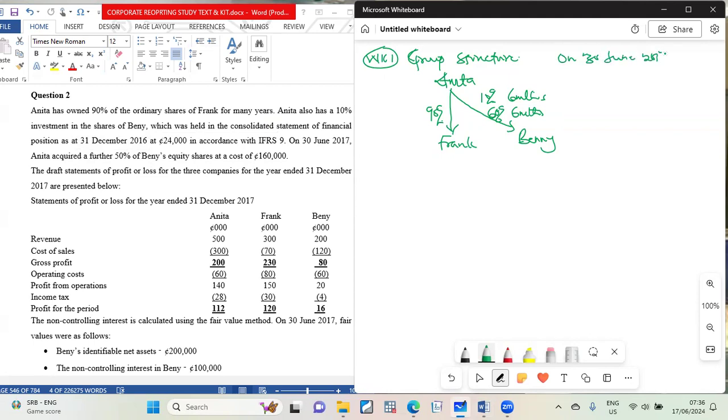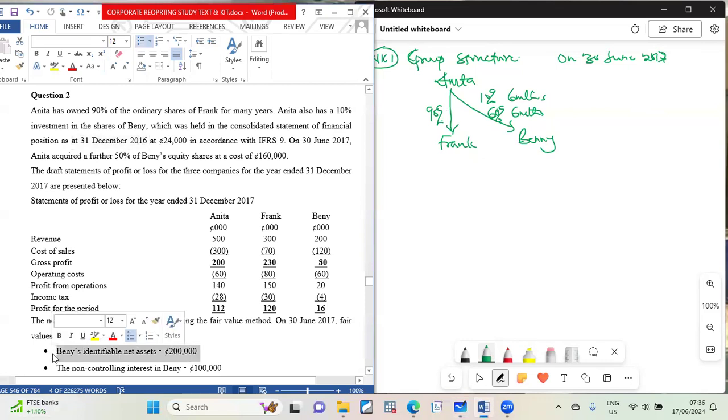It's very, very important. These are the principles embodying consolidation. The date control is achieved, that is where you do acquisition accounting. So you go on to do your workings normally. So you do the fair value of net assets of Benny at acquisition, which we are given.